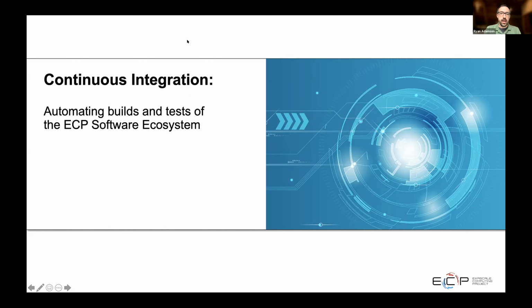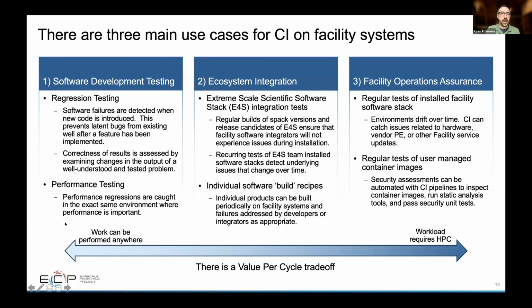So software integration is about taking this ECP software stack and getting it to supercomputers in a very well tested way, or as well as we can test, where it makes sense. Continuous integration is about automating these tests. And so I like to think about CI as really having three main use cases for ECP and for scientific computing.